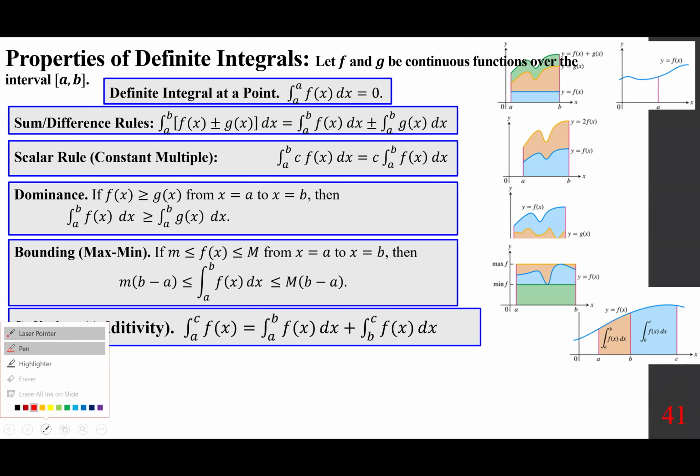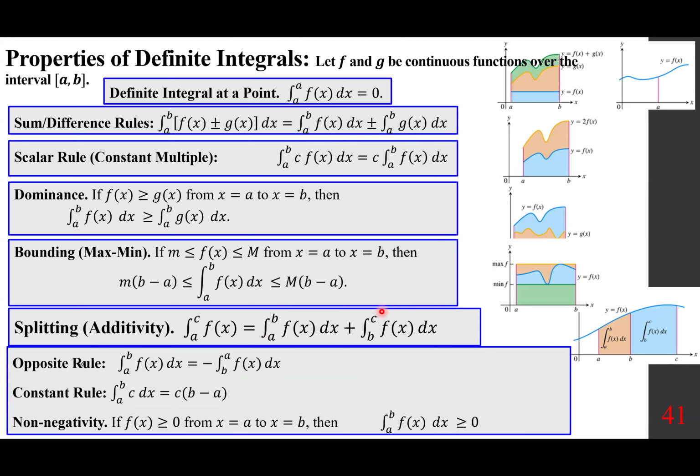So if we want to look at the graph, we're going to go from a to b and integrate, from b to c and integrate. So from a to b and then b to c. As long as this number is in between, it works. In fact, it doesn't even have to be in between. Opposite rule. The integral from a to b of f of x dx is minus the integral from b to a of f of x dx, because delta x becomes negative now.